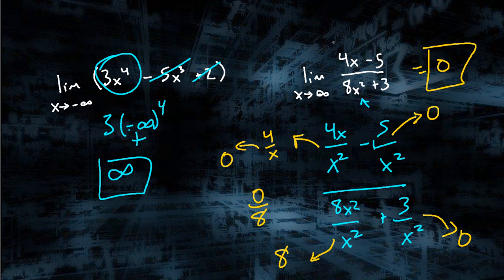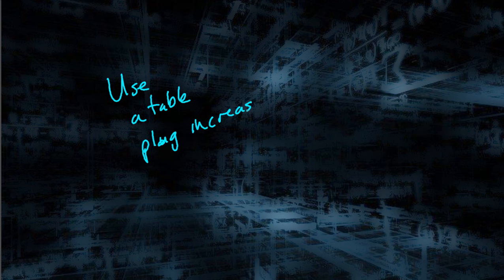Okay, I think I lied. I said 2 more examples. But just want to say, well, what if I have something that's none of those? You can always use a table and plug increasingly large numbers in. And when you do that, look for a pattern. See, is it getting very, very negative, or is it getting very, very positive? And that could give you clues. Is it getting closer and closer to a certain number as you put larger and larger numbers in?